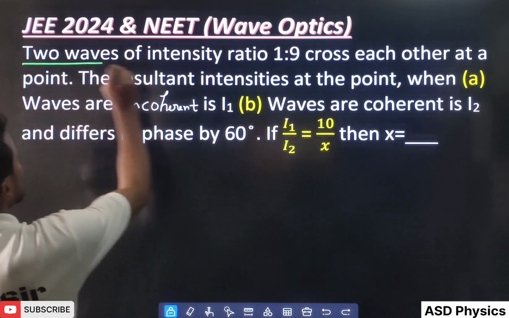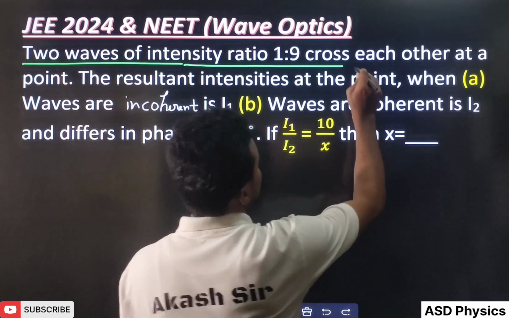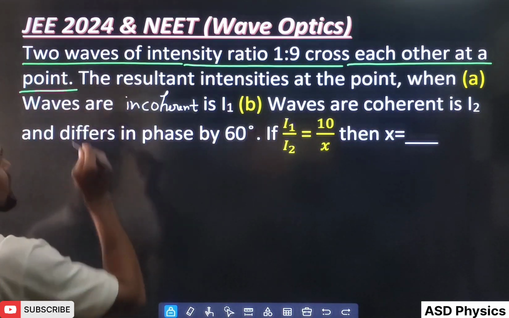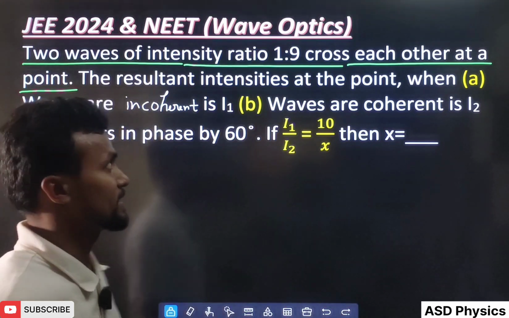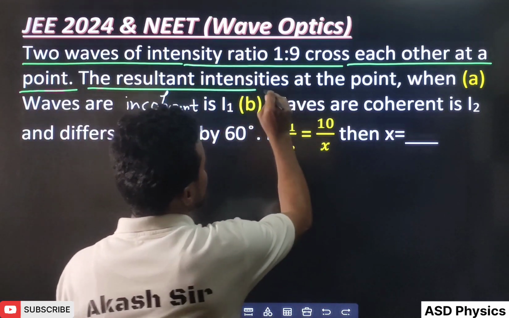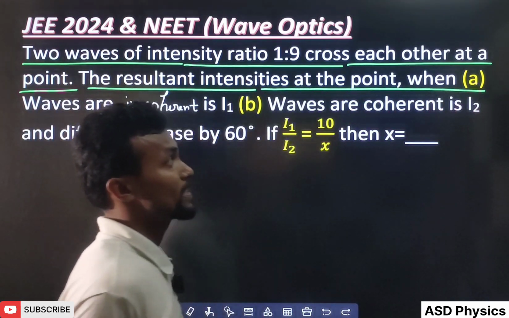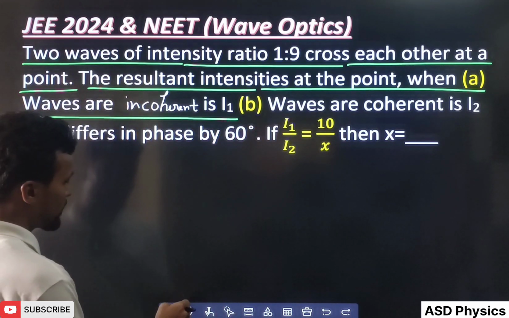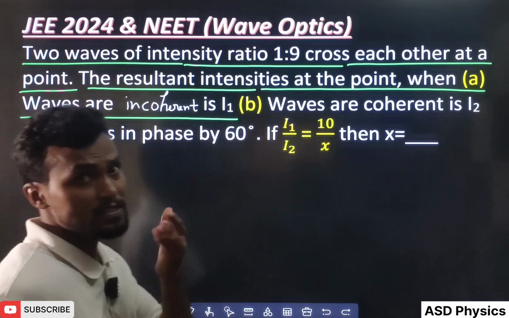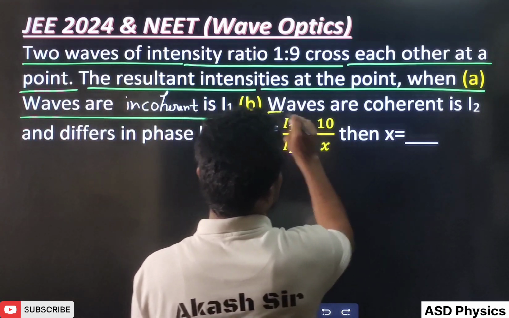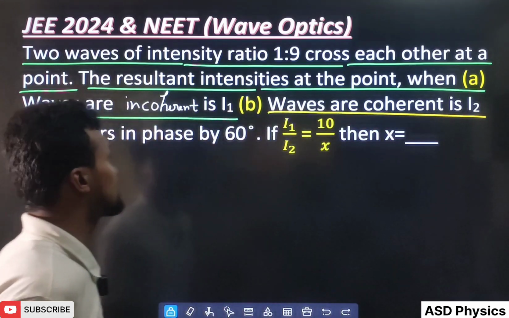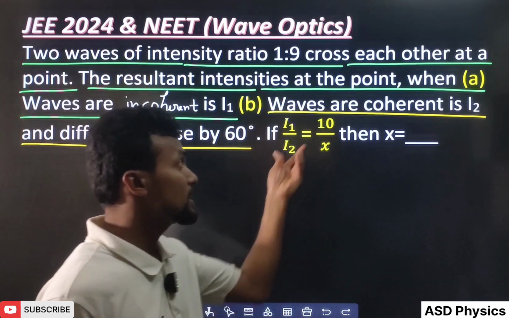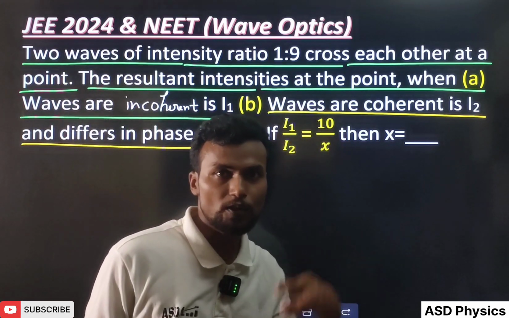So the question is, two waves of intensity ratio 1:9 cross each other at a point. That means they are going to superimpose at that point. Now see, the resultant intensity at the point when the waves are incoherent is I1. The second part, when the waves are coherent, is I2 and they differ in phase by 60 degrees. If I1 by I2 equals 10 by x, then x equals how much?